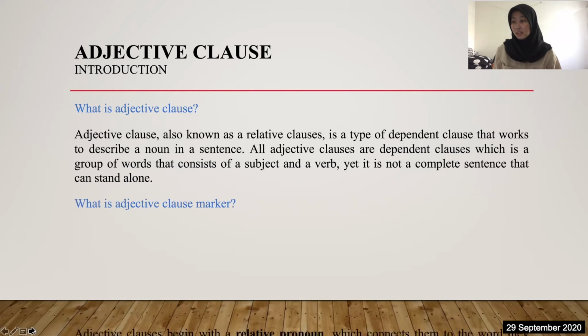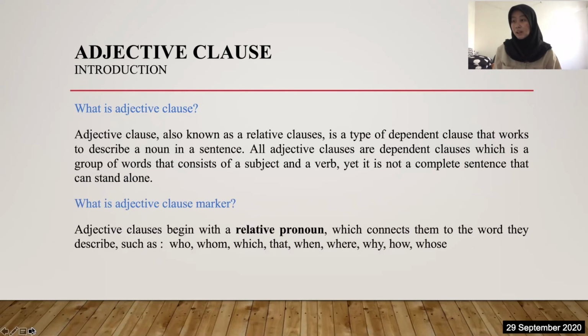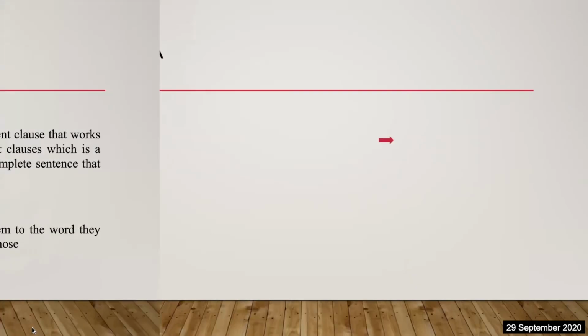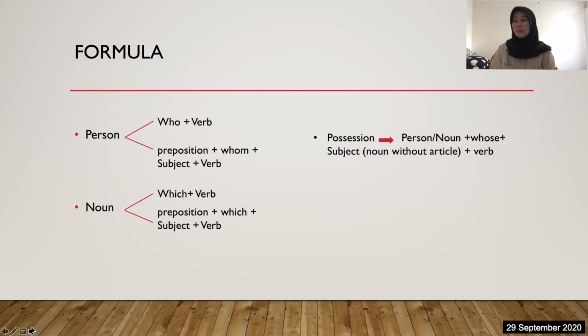What is an adjective clause marker? Adjective clauses begin with a relative pronoun which connects them to the word they describe, such as who, whom, which, that, when, where, why, how, and whose. This is some formula in the use of relative pronouns.